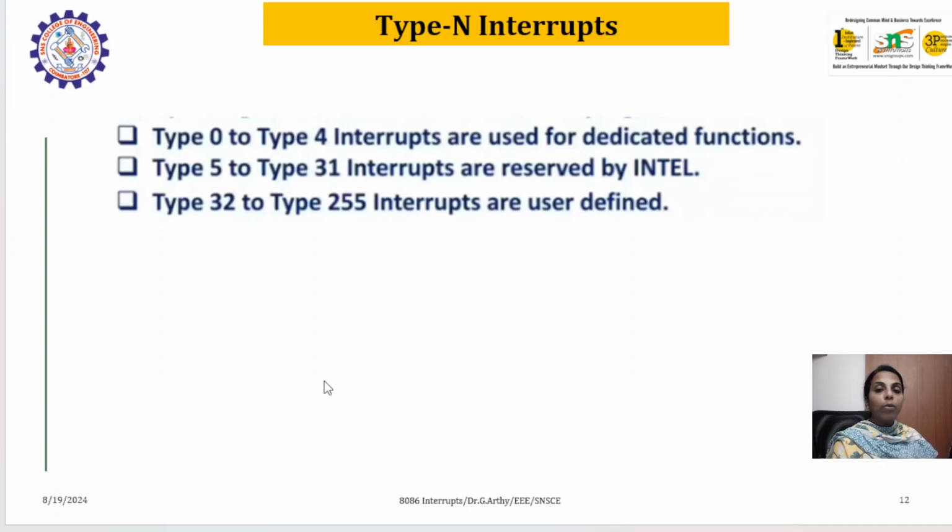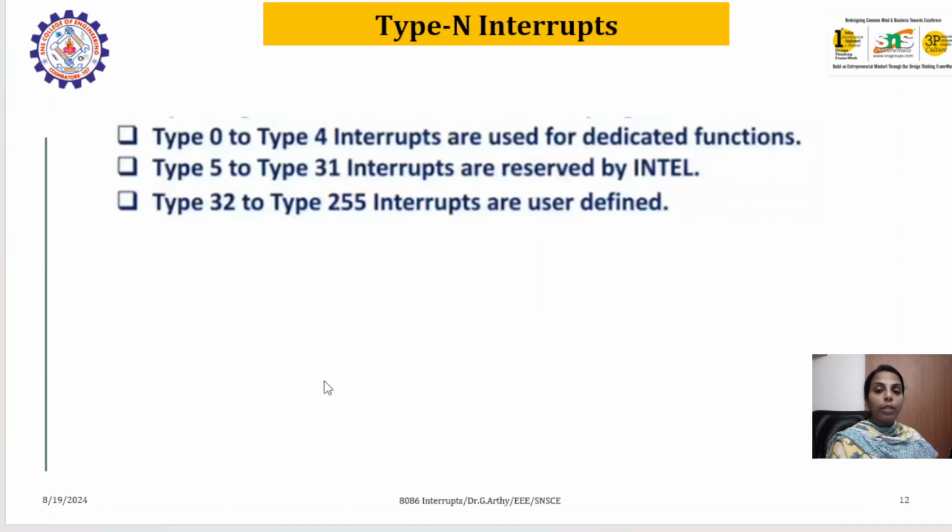Out of these 256 interrupts, type 0 to 4 are known as dedicated function interrupts. Type 5 to 31 is reserved for Intel processors. Type 32 to 255 is user defined. So if we have any specific interrupts, like a printer or connecting to a USB, for all these the interrupt service routines can be used in these locations.